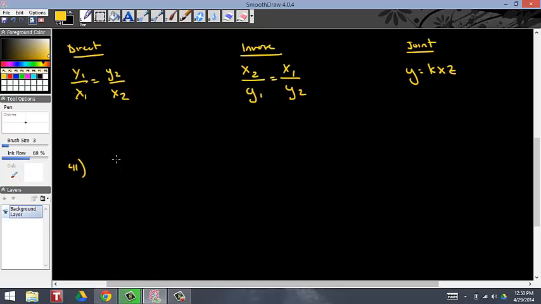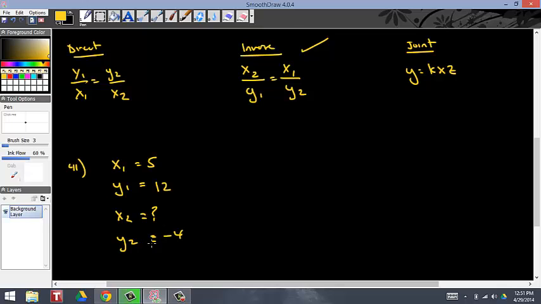Okay, it says if x varies inversely as y, and if x equals 5 when y equals 12, find x when y equals negative 4. Okay, so if it varies inversely, we're going to use the middle formula. So we have to find an x sub 1, a y sub 1, an x sub 2, and a y sub 2.